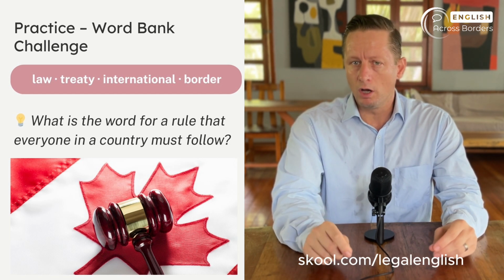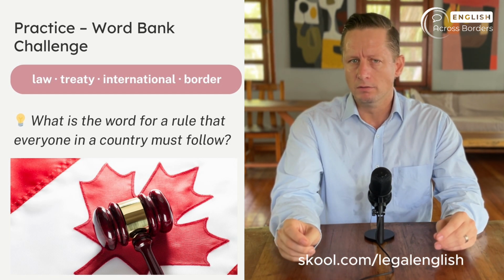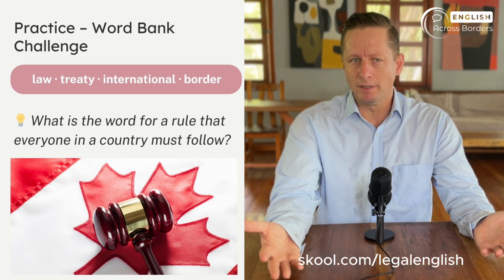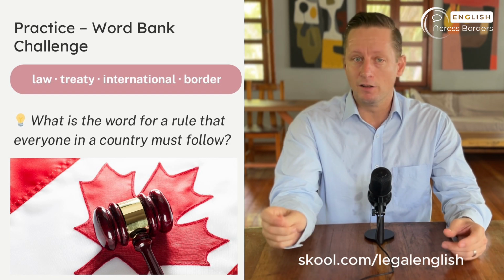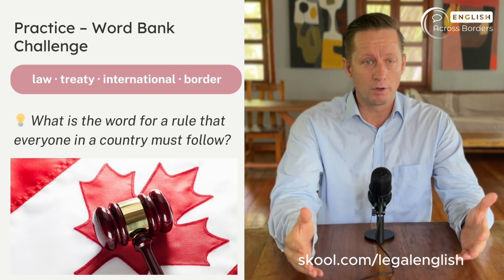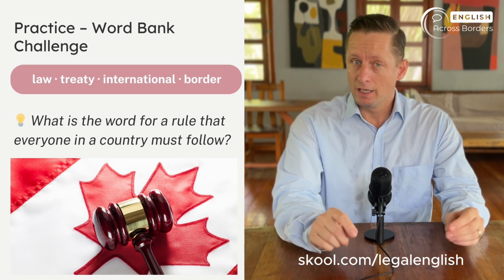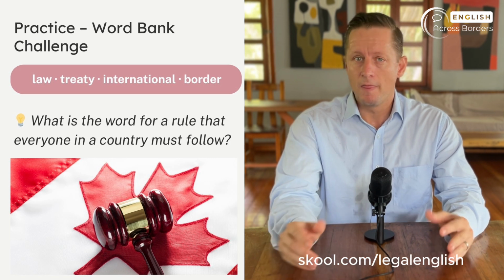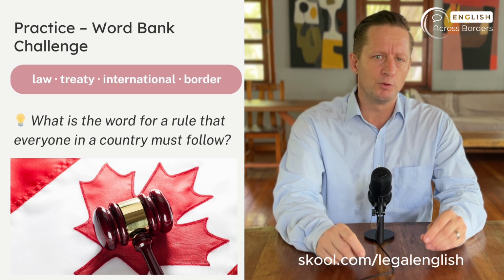Let's look at a basic question. What do you call a rule that tells what people can or can't do, like driving speed limits or paying taxes? That's a law, a rule made by the government to protect order, safety, and justice. For example, if someone breaks a law, they might go to court. That's how legal systems work.